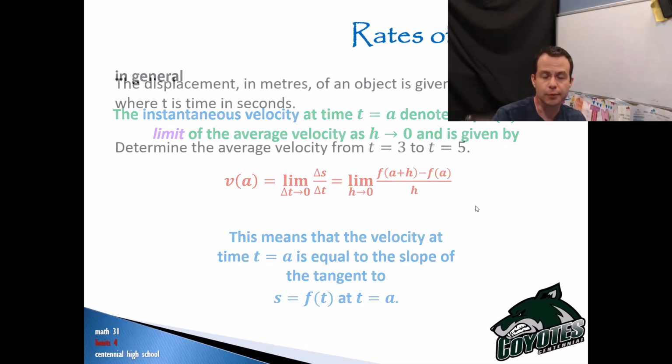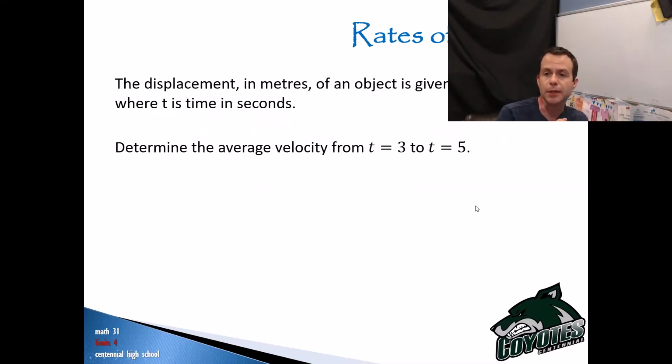All right. So let's try another one then. The displacement in meters of an object is given by s equals t squared plus 2t, where t is the time in seconds. Determine the average velocity from t equals 3 to t equals 5. Okay, so average velocity, I'm not looking for a limit yet. I'm just looking at the slope formula. I want to go from t equals 3 to t equals 5.